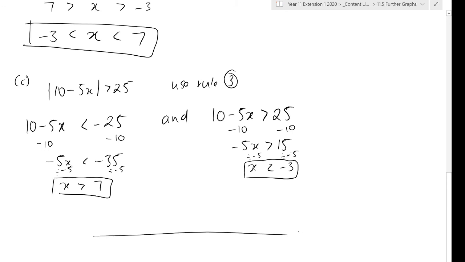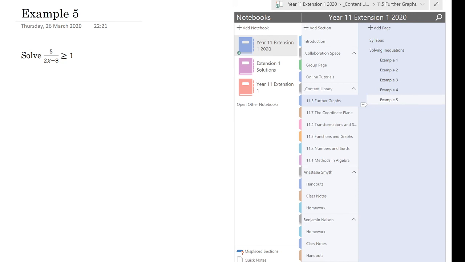Okay, so then if you're asked to actually sketch that, here's negative 3, here's 7, bang, bang, done. Something like that. If you're asked to sketch it, but it's not necessary in this case. Okay, with that being said, we've got our last example.